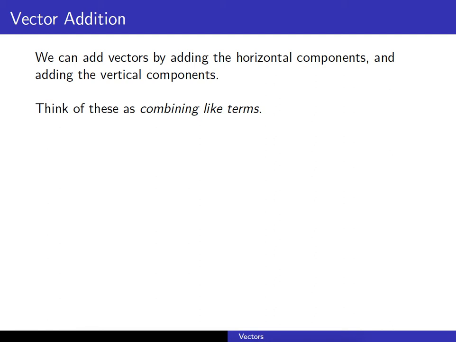So you can think of these as like combining like terms from algebra class, where the horizontal components, the numbers in front of the i or the numbers in front of the commas, are like terms, and then the vertical components, the numbers in front of the j's or the numbers after the commas, could be combined together as like terms.